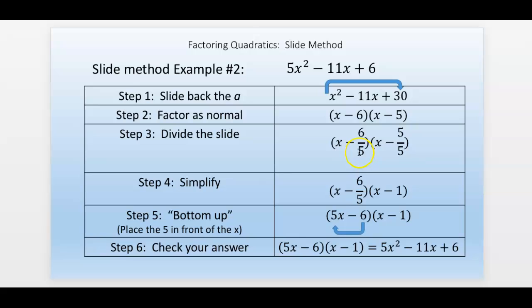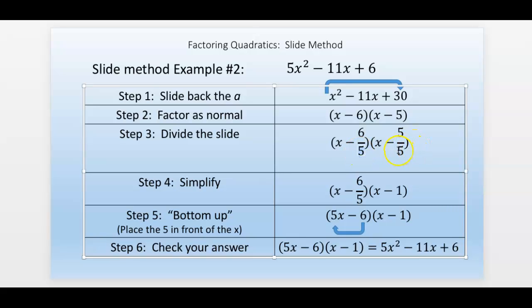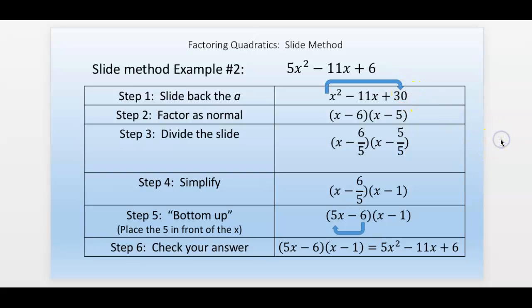So right here we divide both of those numbers again by 5. We have to divide it back out because we multiplied it when we brought it back. All right, 5 over 5 is just 1. So simplify that. But 6 over 5, it's already simplified. So leave it like that.